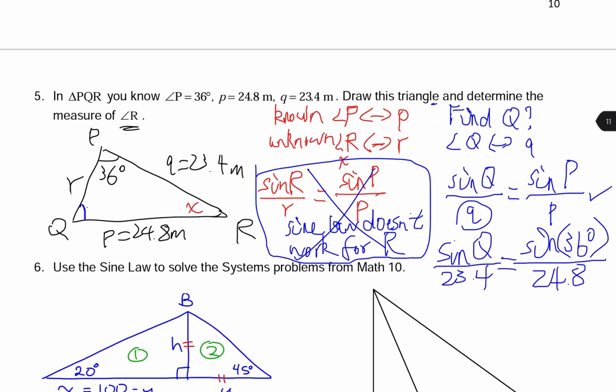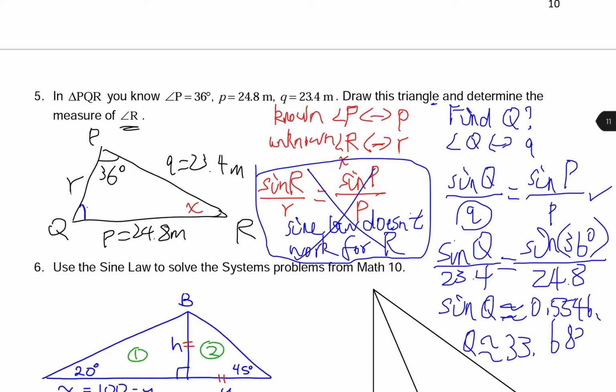Okay, after some work, sine of Q will equal, I multiply both sides by 23.4, of course, approximately 0.5546, etc. So Q is, of course, approximately, by taking the sine inverse of it, about 33.6834, etc. degrees.